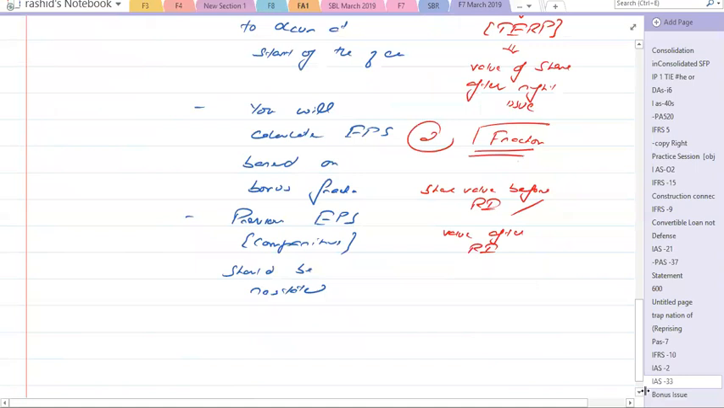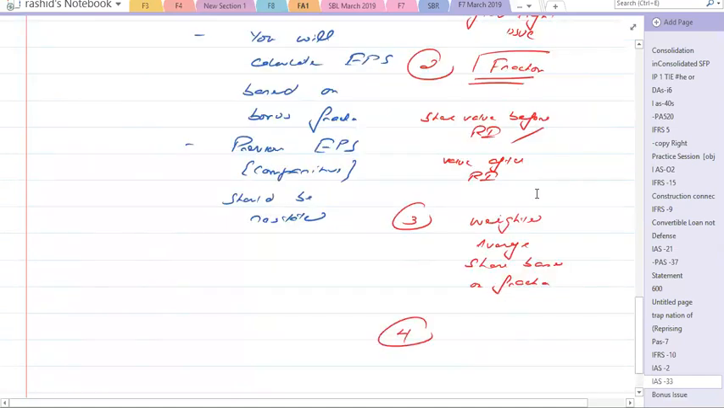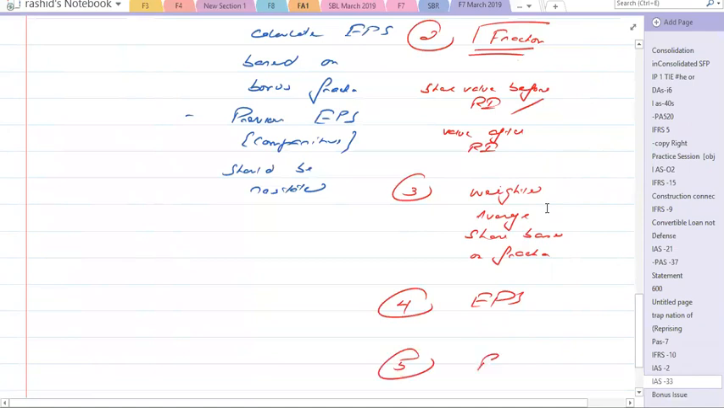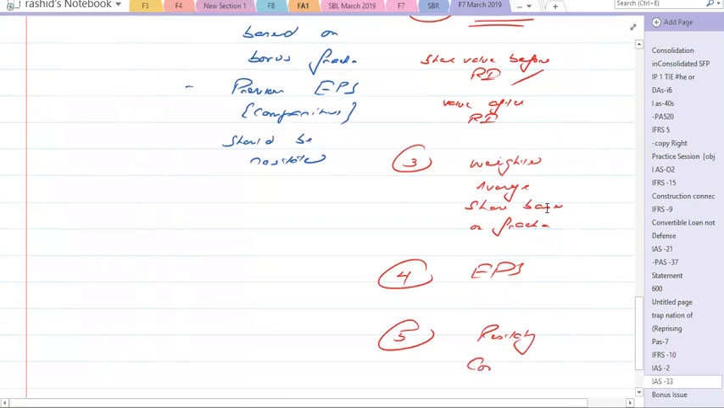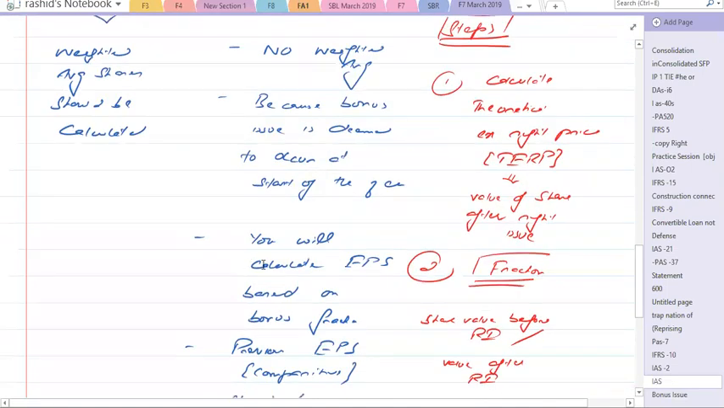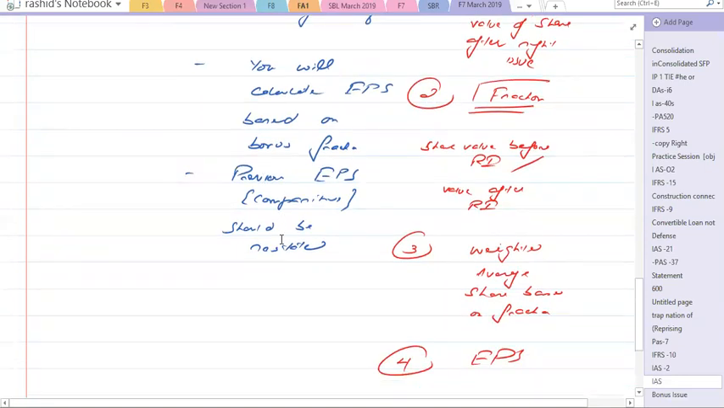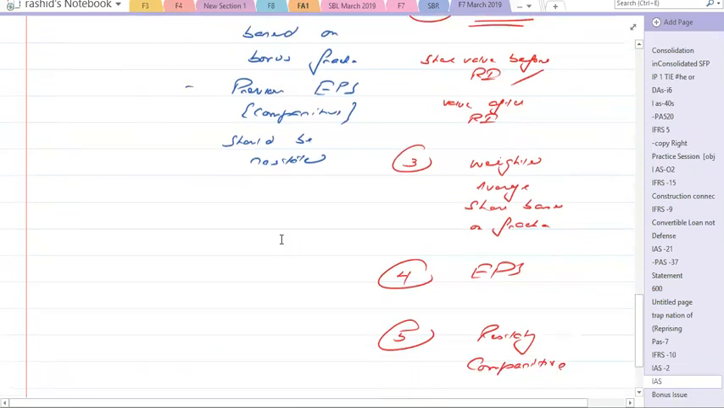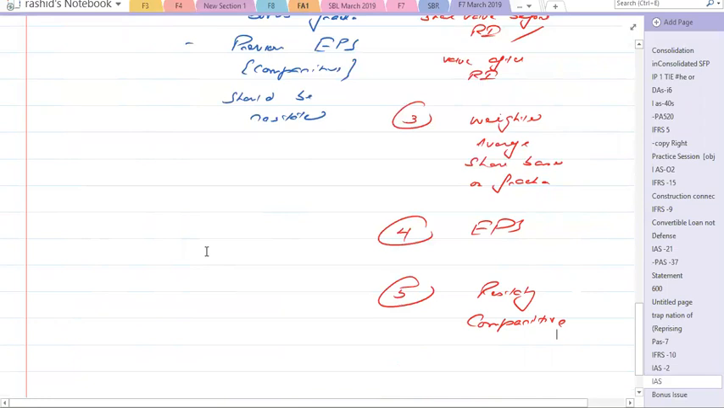And then based on this, weighted average shares will be calculated, based on the fraction. And once the weighted average shares is calculated, the fourth step will be the EPS. And the fifth step is restating comparative, just like the bonus issue. So there are 5 steps. The first step is to calculate the theoretical ex-right price. The second step is the fraction: share value before right issue divided by share value after right issue. Then the weighted average number of shares based on the right issue fraction. And number 4 is calculating the EPS.